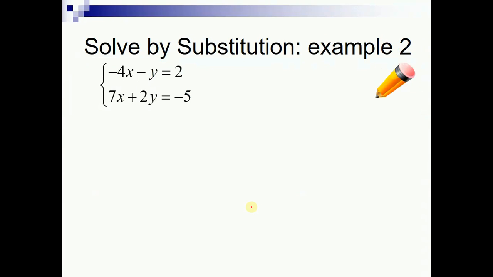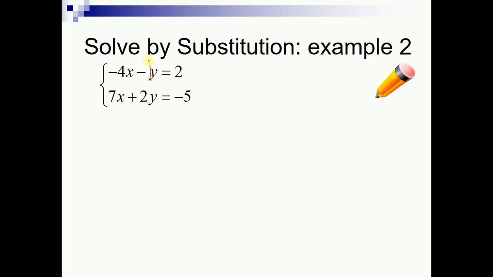Let's check another one here. So I got negative 4x minus y equals 2, and 7x plus 2y equals negative 5. Notice, guys, there is not a variable solved for yet. So we've got to do our first step. Let's get a variable solved for.